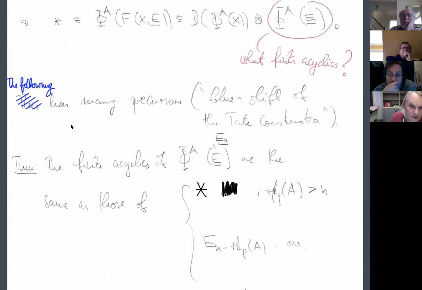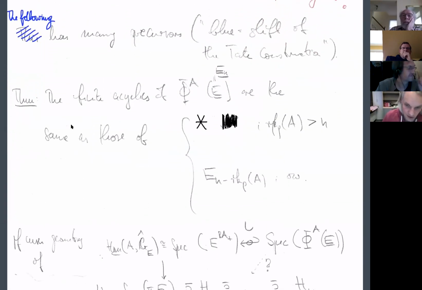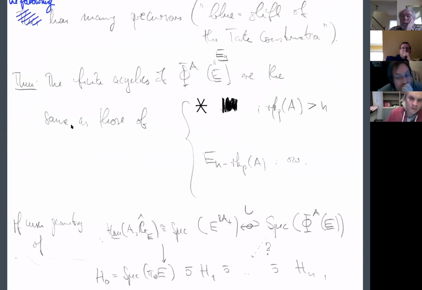Again, I haven't made an effort to list them completely, but we made this effort in the paper. And then this theorem is, of course, predictable from what I've said so far. In this situation, if you have a Lubin-Tate theory at some prime p of height n, and you have a finite abelian group acting trivially on it, then this sort of Tate construction has the same finite acyclics as the Lubin-Tate theory of height n minus the p-rank of A. So this is where this p-rank comes from. And if the p-rank is too large, then these geometric fixed points are actually contractible.